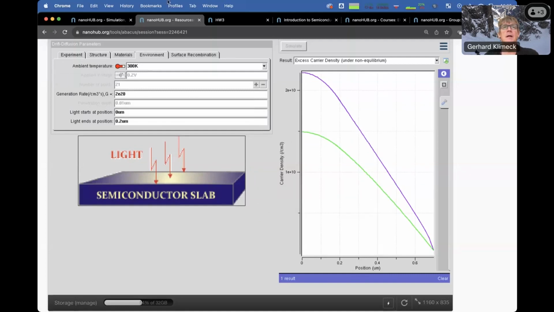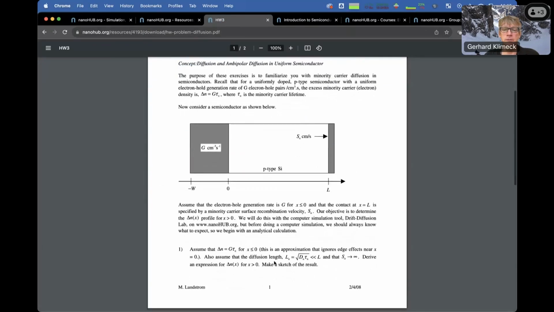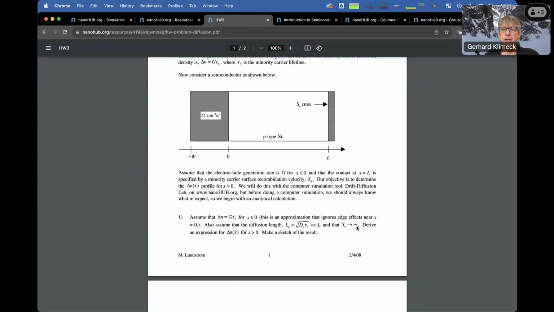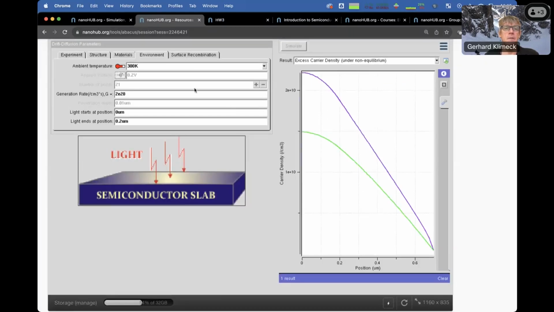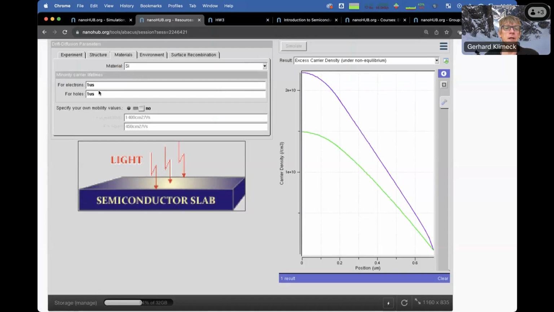So now what the question asks the students to do is, assume that you have a very fast recombination on the right, and assume that your diffusion length is very small. All right, so that's probably not what we have run. What is in our material? We have relatively long carrier lifetimes.